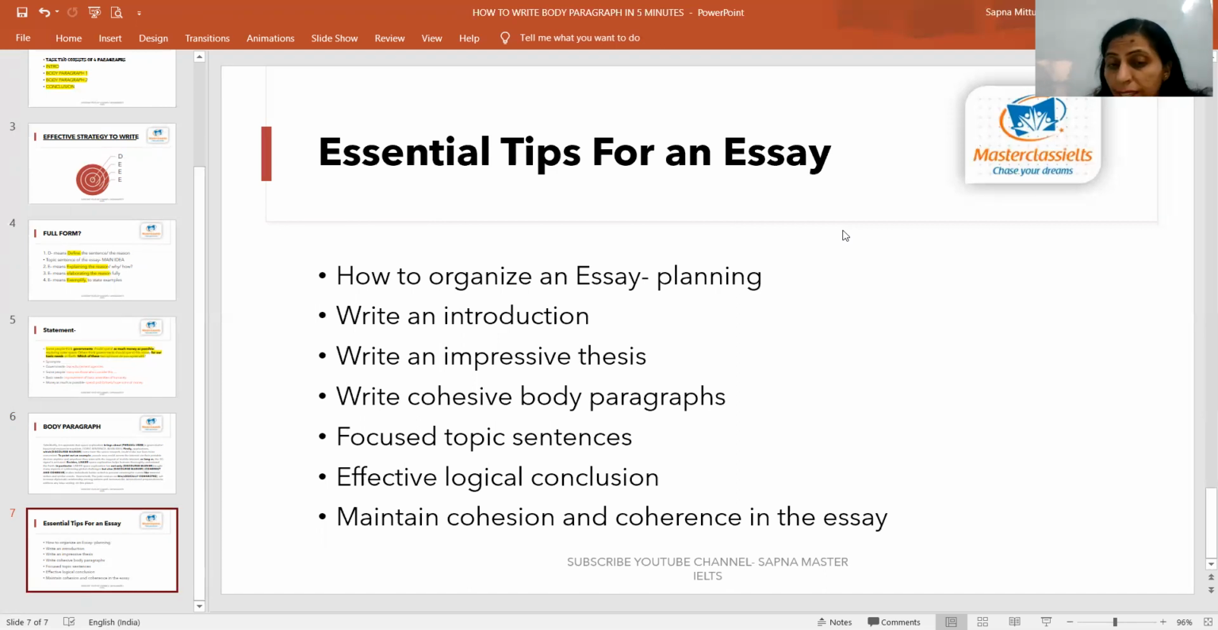Then focused topic sentences. If the topic sentence, the main idea, is perfect and the whole paragraph is connected to that, what else do you need? Effective logical conclusion. We'll be discussing that too in the next video: effective logical conclusion, how to write that. And the last one is maintain the cohesion and the coherence in the essay. It means, is it logically connected or not? I hope you understood each and everything and you are using this kind of thing in your writing task while writing a body paragraph.